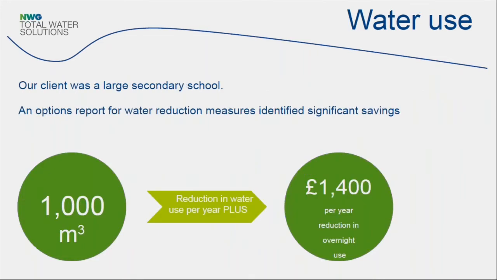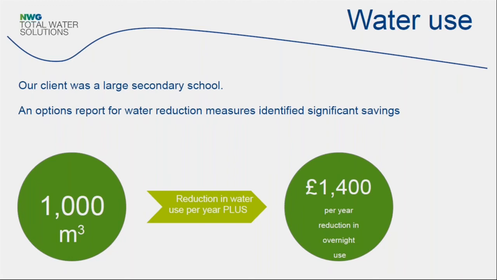If we look at this one, this was a large secondary school with about 1,500 pupils in it. And I did an options report for water reduction measures, which identified a number of savings from improving the efficiency of shower heads, looking at toilet systems, taps, water use in general within the kitchens. So we think about that drip tray, which wasn't from this school, but they used similar things. And that identified that over the course of a year, they could save about 1,000 cubic meters of water.